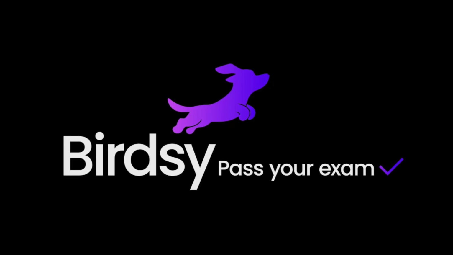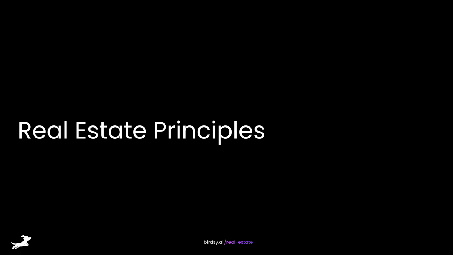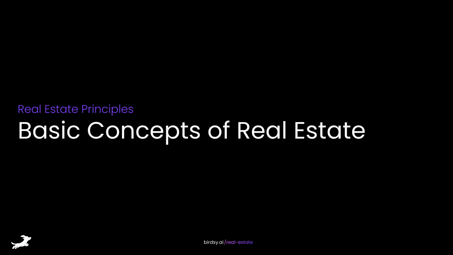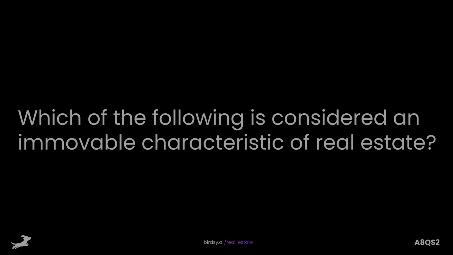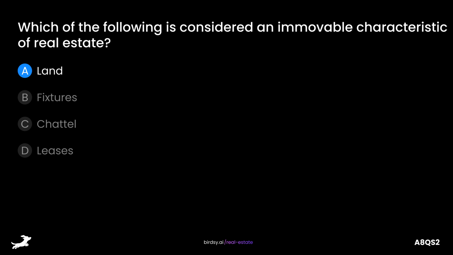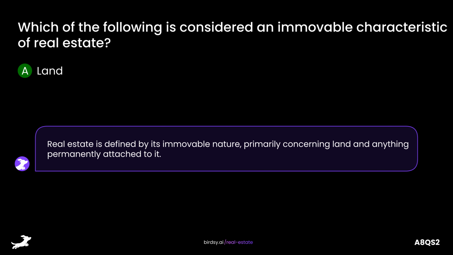Now, let's get started. Real estate principles. Basic concepts of real estate. Which of the following is considered an immovable characteristic of real estate? Is it A, land, B, fixtures, C, chattel, or D, leases? The answer is A, land. Real estate is defined by its immovable nature, primarily concerning land and anything permanently attached to it.